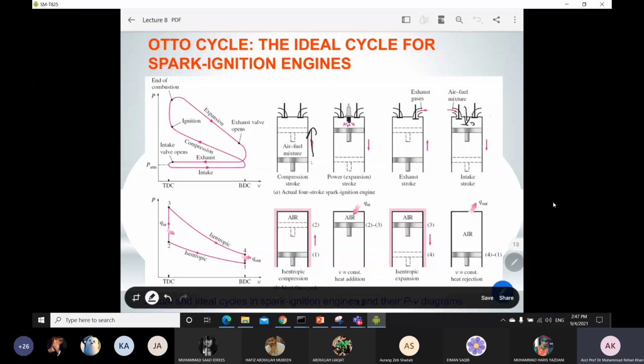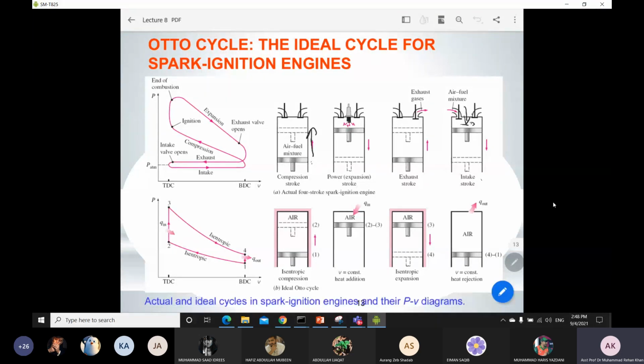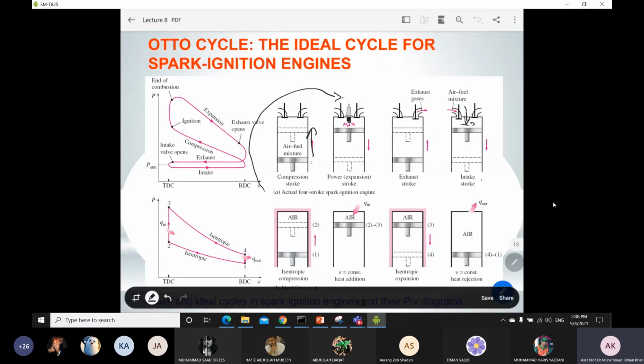Okay, so if you notice over there, this will be from the intake stroke, then there will be a compression, then there will be a power stroke. Okay, so in the power stroke the piston will move from your top dead center to bottom dead center, and then this revolution will continue over there.